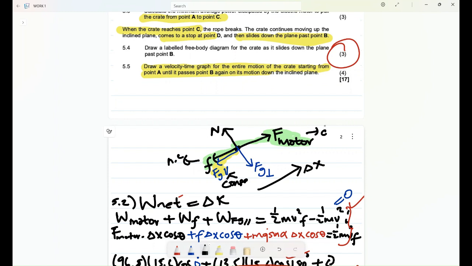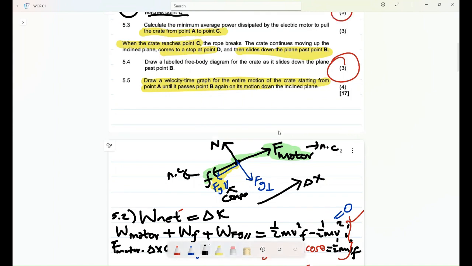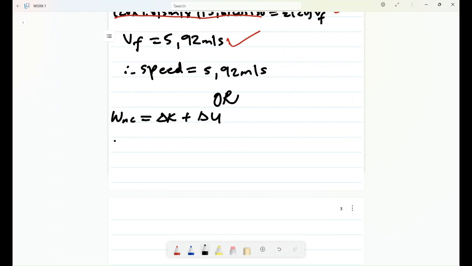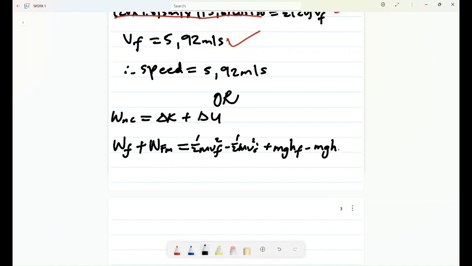This one is a conservative force, but this one is a non-conservative force. Also, this is a non-conservative force. So when we go to our formula, we're going to say work done by non-conservative force is going to be work done by friction plus work done by the applied force. It is equal to change in K. Change in K, we know, is half mv squared final minus half mv squared initial, plus change in U, which is mgh final minus mgh initial.